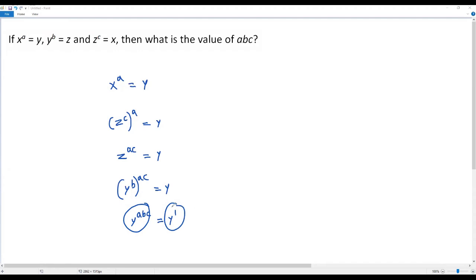Now, two powers are equal with the same base y. Whenever two powers are equal, then we can equate the exponents. When I equate the exponents, I am getting abc equals 1. Here I got the value of abc, its value is 1.